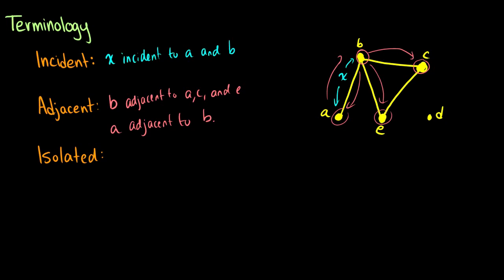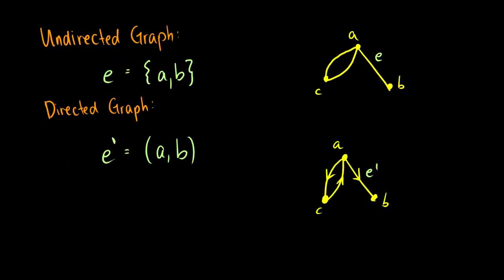Okay, what about isolated? Well, D is isolated, and an isolated vertex is any vertex without any edges coming in or out of it. So that's why we say it's isolated, because it's just on its own. This terminology is fairly important for understanding some concepts that we're going to talk about. So, first of all, we should talk about the types of graphs there are.